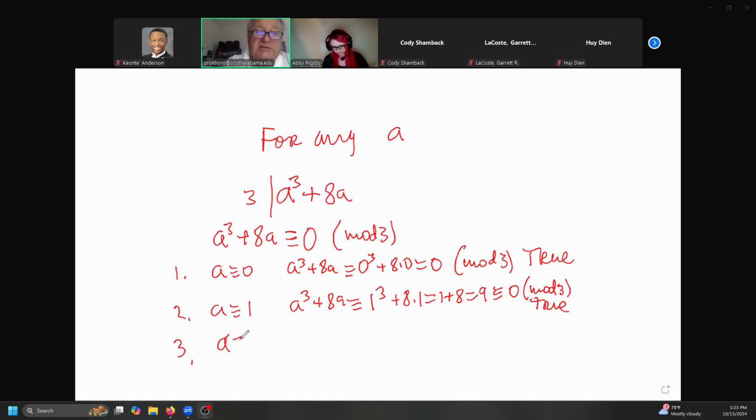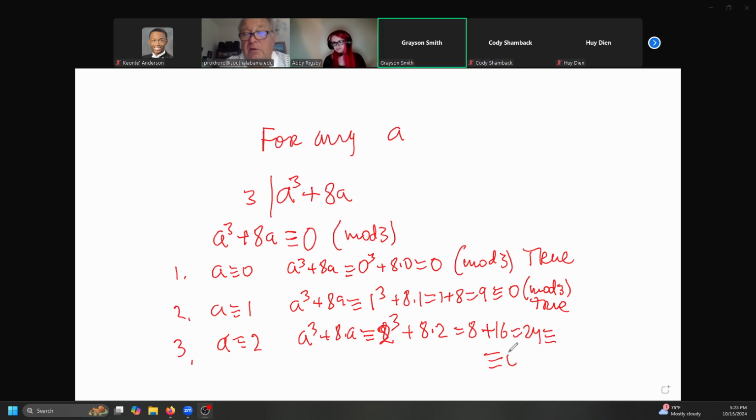And then the last case, a is congruent to 2 modulo 3. We write a cubed plus a times a, and instead of a, I'm writing 2. What we'll get? 2 cubed plus a times 2. 2 cubed is 8 plus 16. What do we get? 24, and 24 is congruent to 0 mod 3. So this is also true.